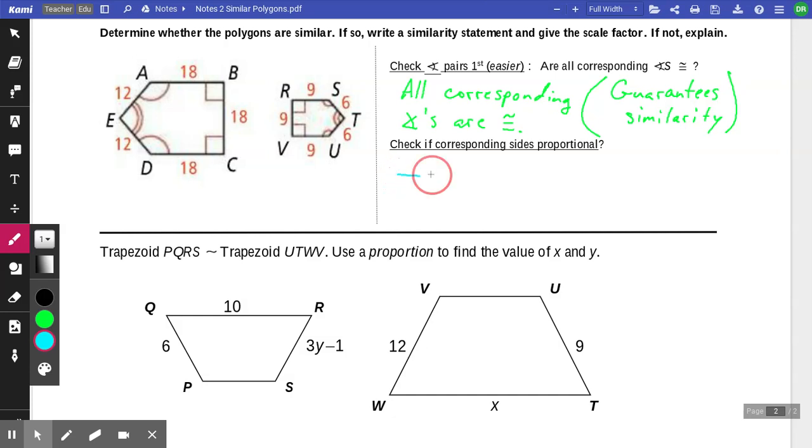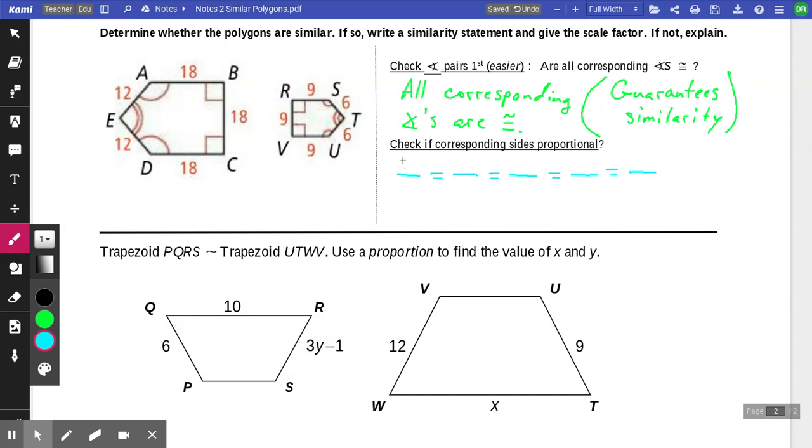Then what we can do is we can set up those ratios. And since we have 5 sides, we're going to set up 5 of these ratios. So we're going to see 5 fractions. And the question is, do they all reduce the same? And it's your choice. You can either put all of the values from the larger figure in the top, or you can put them all in the bottom.